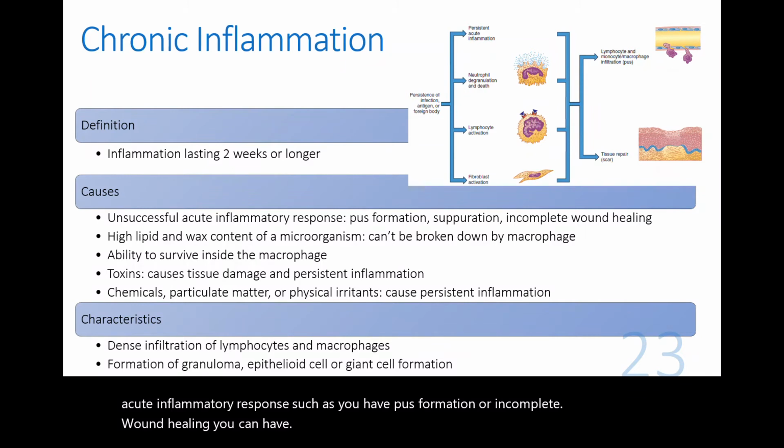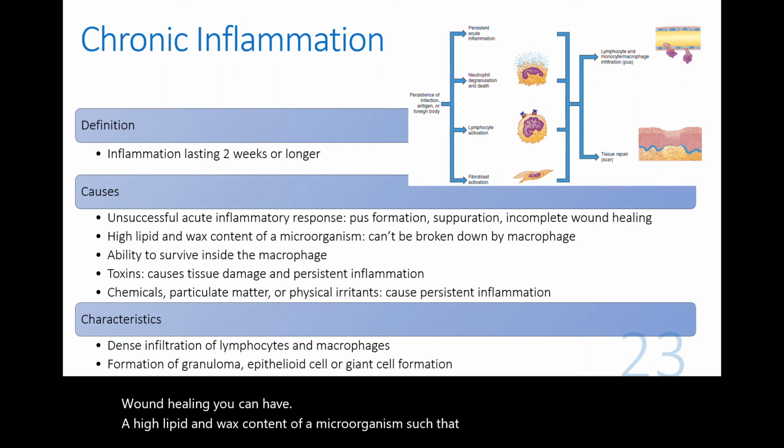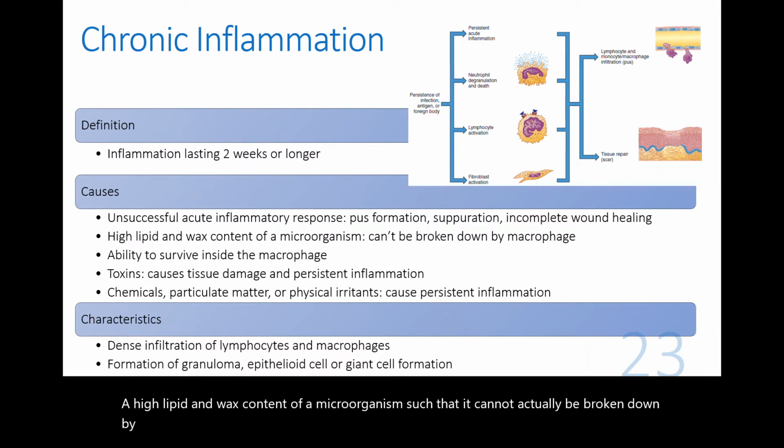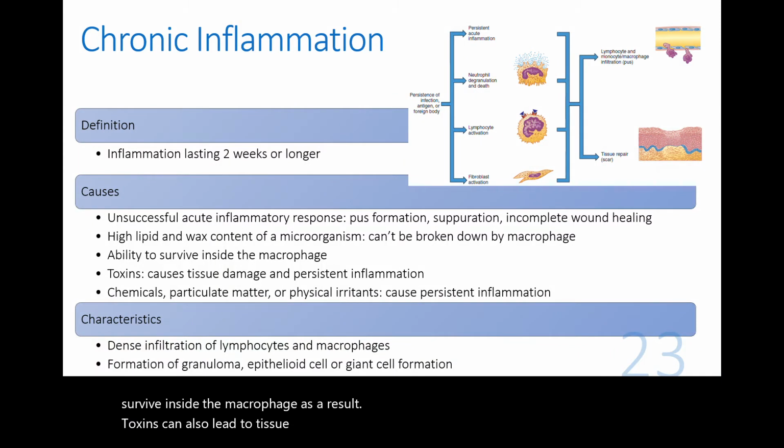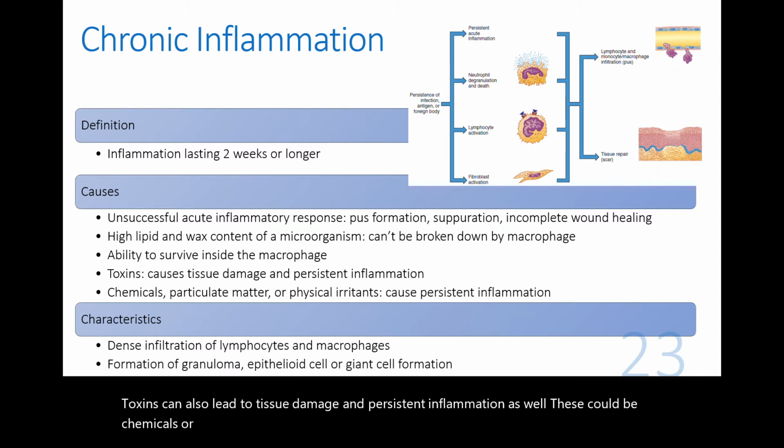a high lipid and wax content of a microorganism such that it cannot actually be broken down by that phagocytic cell known as the macrophage, and it could actually survive inside the macrophage as a result. Toxins can also lead to tissue damage and persistent inflammation as well. These could be chemicals or physical irritants.